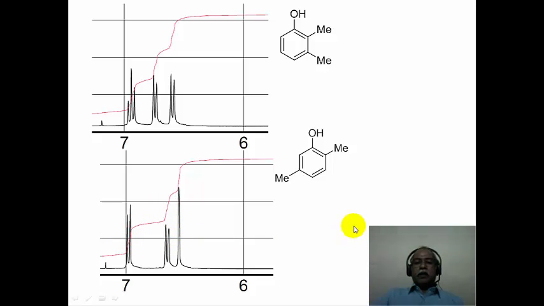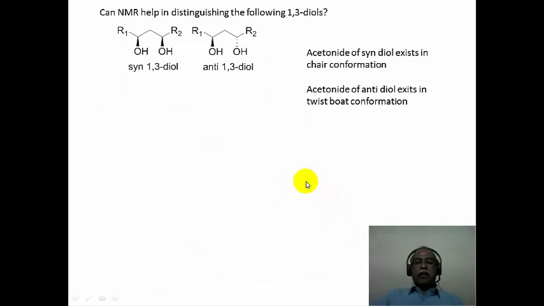Let us move on to the next problem. This is a fairly complex problem. One needs to understand certain chemistry aspects of the molecules to be able to answer this question. The question is, can NMR help in distinguishing the following 1,3 diols? This is a syn-1,3 diol and this is an anti-1,3 diol. They are diastereoisomers in terms of the stereochemical relationship. The question is, can NMR distinguish these two?